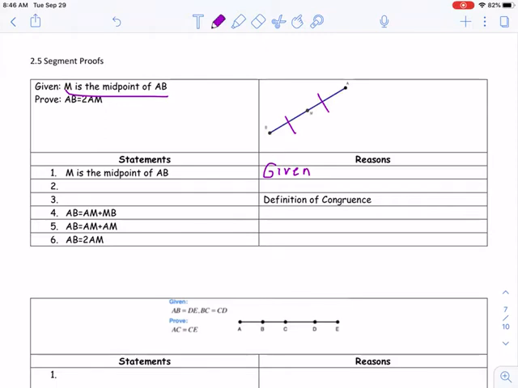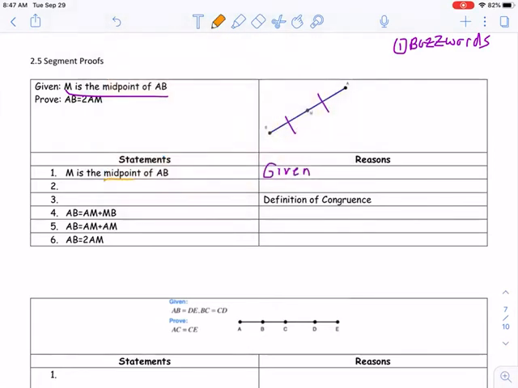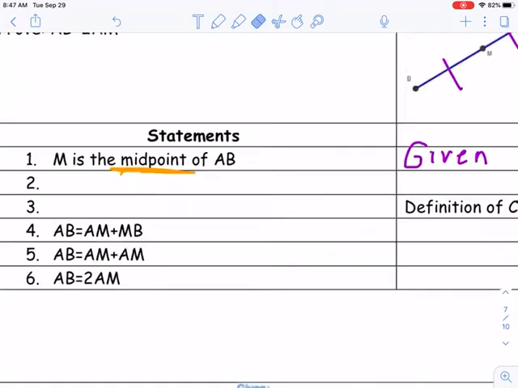So don't forget, one way we can help us complete proofs is look for buzzwords. Right now we only really have one buzzword, and that's midpoint. So that means I'm probably going to use the definition of midpoint. So I can say BM is equal, let's say this, because I'm going to throw this in here.